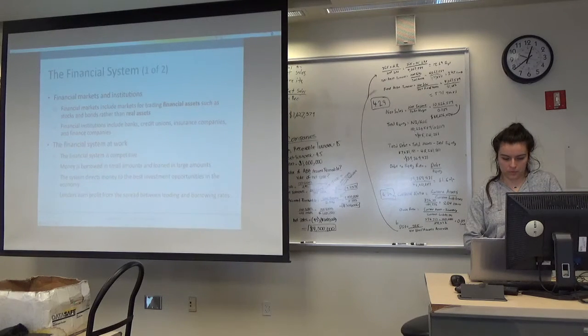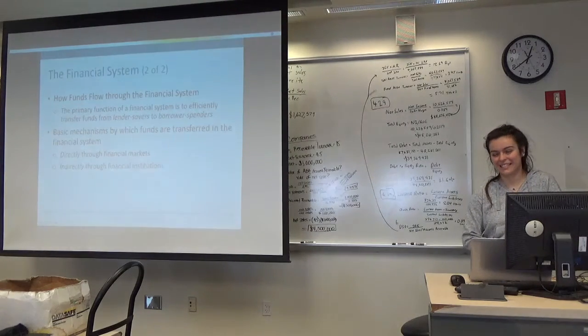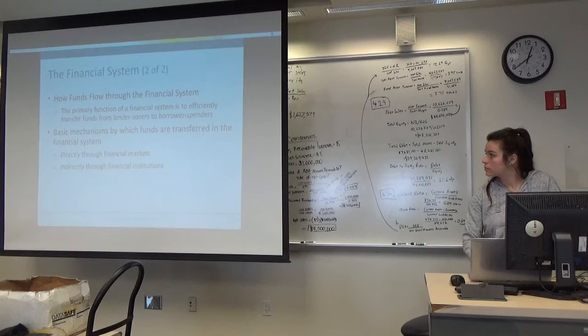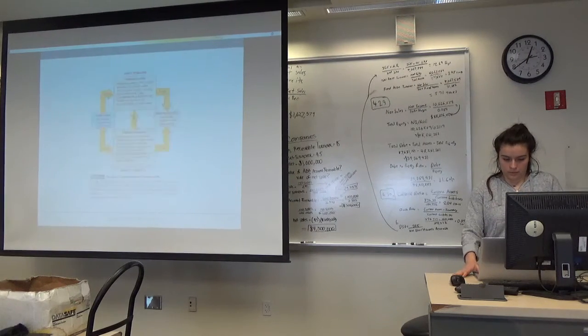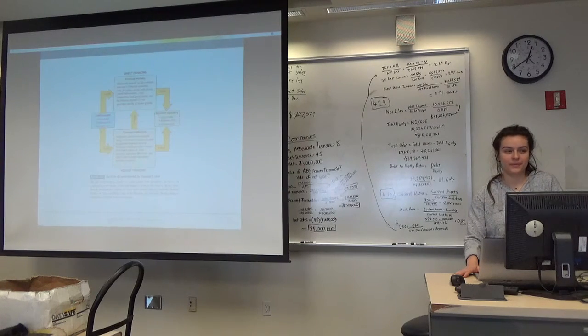So if you look at the next slide, you'll see how the funds flow through the financial system between borrowers and savers and lenders and savers. And so that's basically the main and basic function of the financial system, to move money around between the lenders and savers with the financial institutions. Here you'll see the flow of money through the financial institutions and the financial markets.